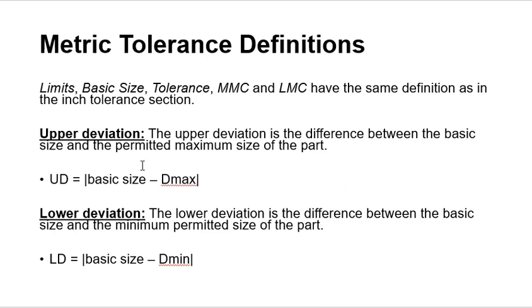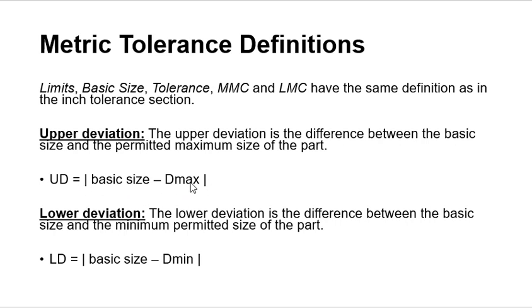Metric tolerance definition. We'll get into your limits, basic size, tolerance, maximum material condition, and least material condition. They have the same meaning as in your inch tolerance, so we're not going to repeat them here. So upper deviation. Upper deviation is your UD, and we can calculate that with the absolute value. There are two little lines right there. It's just a mathematical formula, so that's not L or I. That's just the absolute value symbol.